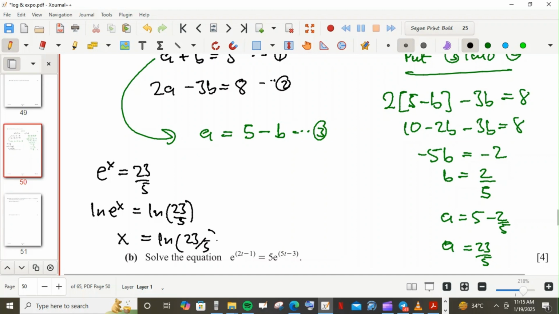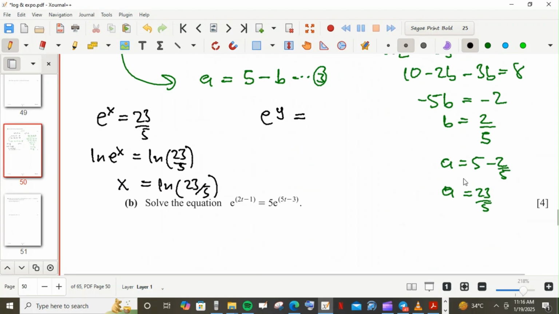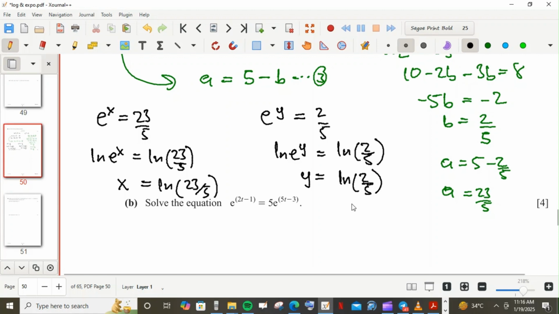23 on 5. What if I have e to the power y is equal to b? B, don't forget that I said that one here. Okay, and so b is going to be 2 on 5. So I take ln of both sides. So I'm going to get this as my answer.